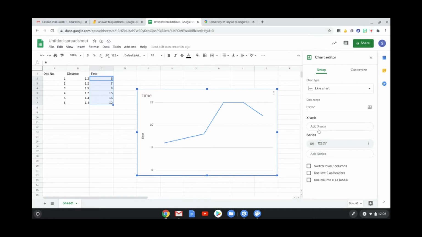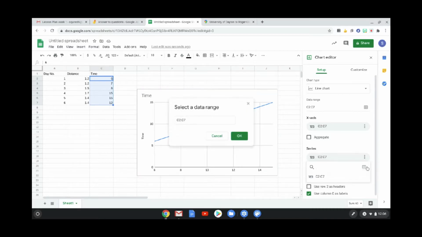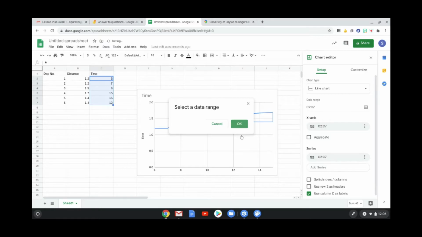What I can do then is add the x-axis data. I click on C2, C7. What that's done is it's plotted time against time. That's why you get a straight line. What I can do now is change here, go to my y-axis, click on this little button, and change this manually to B2 to B7. It doesn't matter if you do caps lock or not, and click OK.